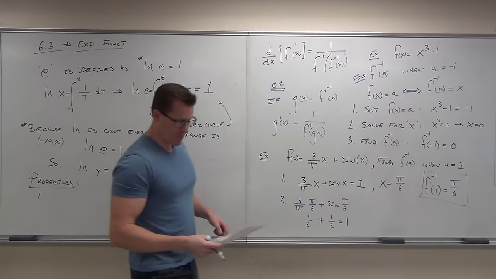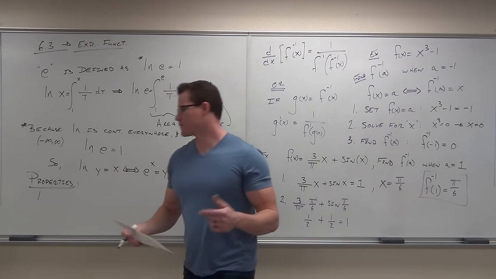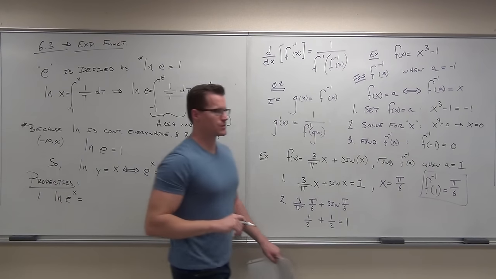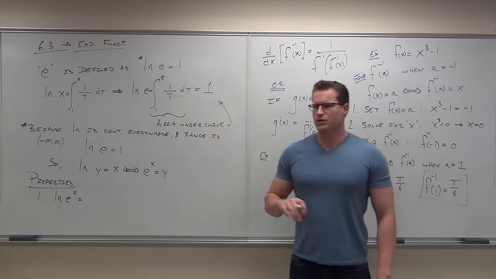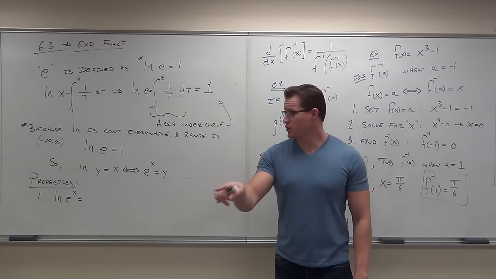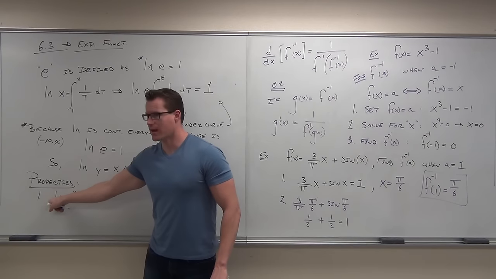So first property. The first one is this. If you have ln of e to the x, do you know what the answer is going to be? You can move the x in front of the ln. Do you remember doing that? Okay, but this is also cool.